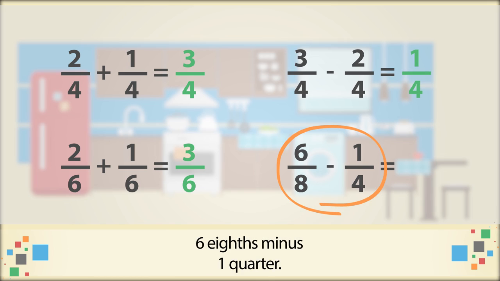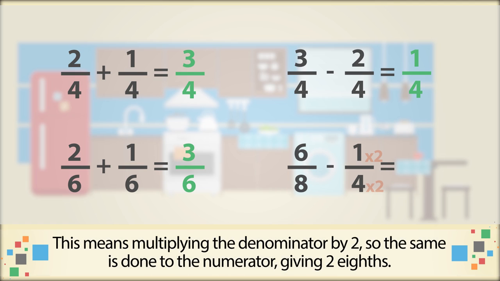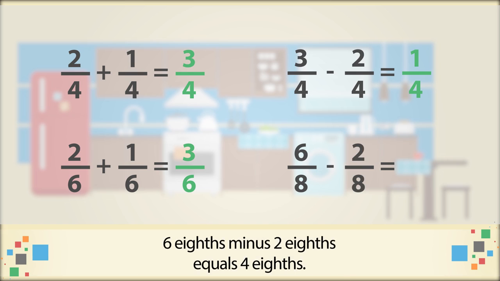6/8 minus 1/4. 8 is our larger denominator, so we need to match our quarter to it. This means multiplying the denominator by 2, so the same is done with the numerator, giving 2/8. 6/8 minus 2/8 equals 4/8.